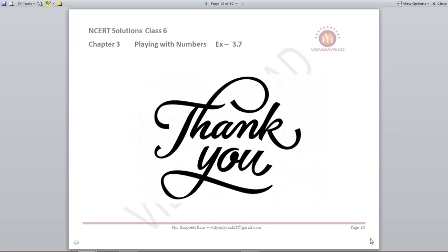So children, with this we finish here. Now exercise 3.7. I hope you have understood how we have to find the LCM and how we have to solve the word problems. In word problems, the key factors are whether they are talking about maximum or minimum. If they are talking about maximum, you will find the HCF. If they are talking about minimum, they are talking about LCM.